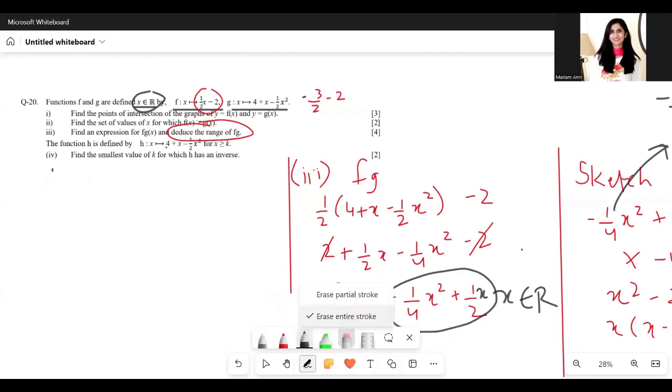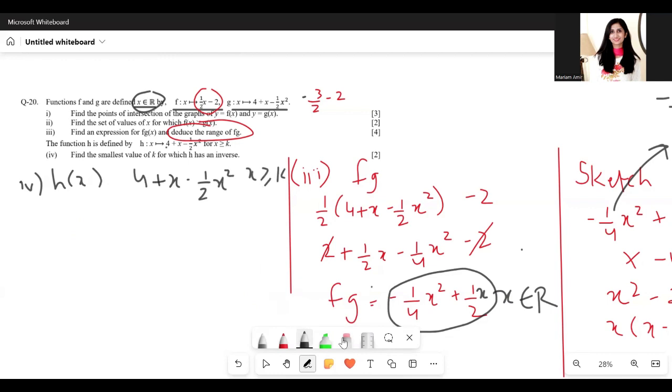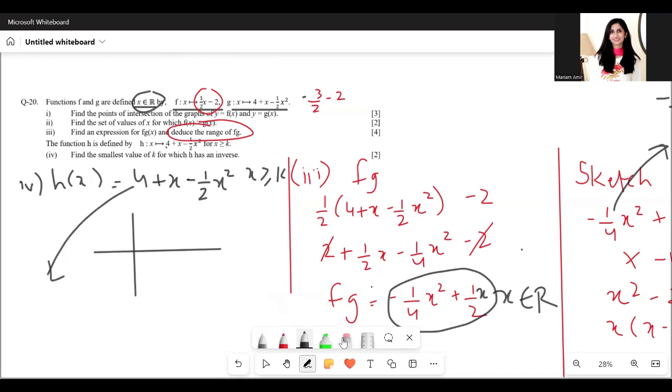Okay, so let's write h(x) again. This is part 4, which is 4 plus x minus half x squared, and x is greater than or equal to k. Okay, so let's sketch this graph and see whether it satisfies the horizontal line test at the moment. So we're going to take all values of x. So what I need you to do is just use your calculator and solve this quadratic equation. A is minus 0.5, B is 1, C is 4. Just go ahead and do it, and you should get x equals 4 and x equals -2. Let me quickly check as well. Minus 0.5 and 1 and 4. Yes, we get 4 and -2.